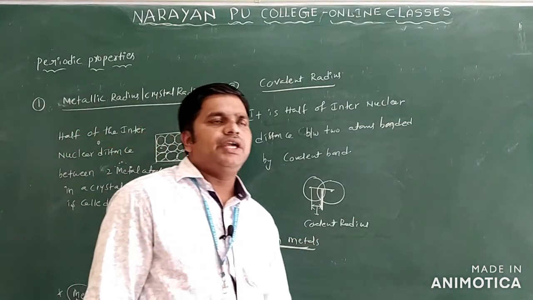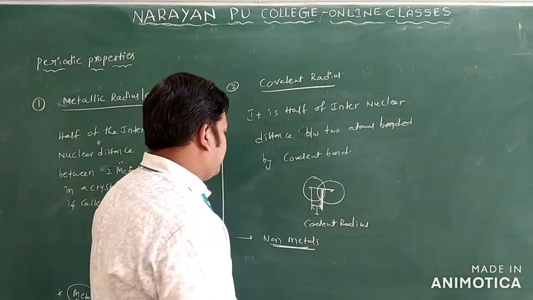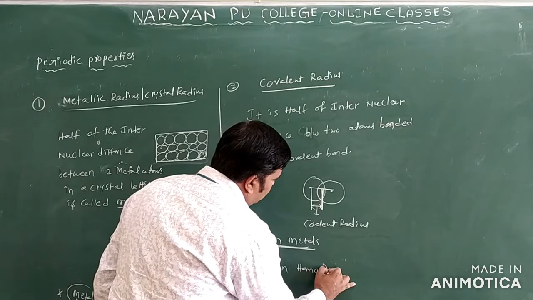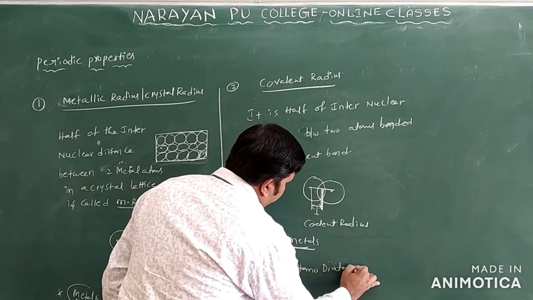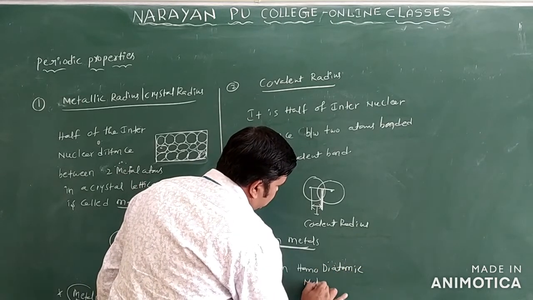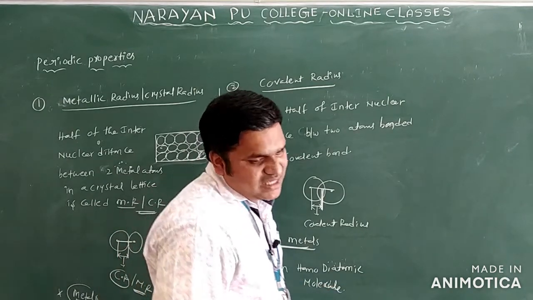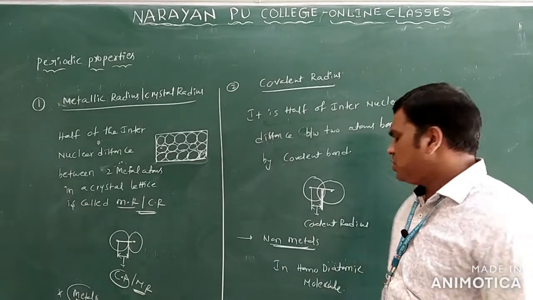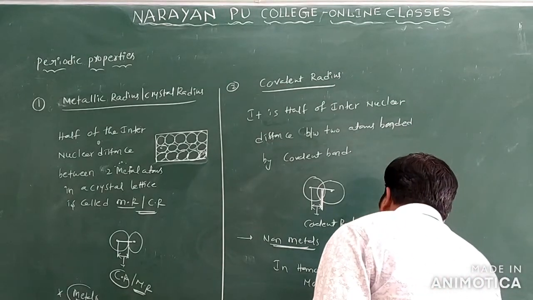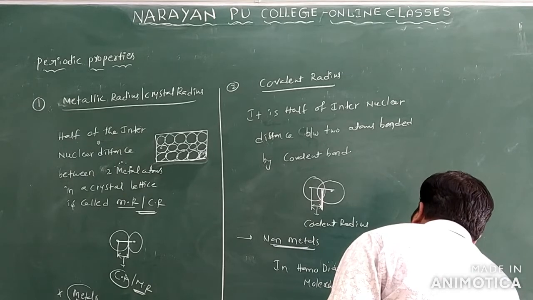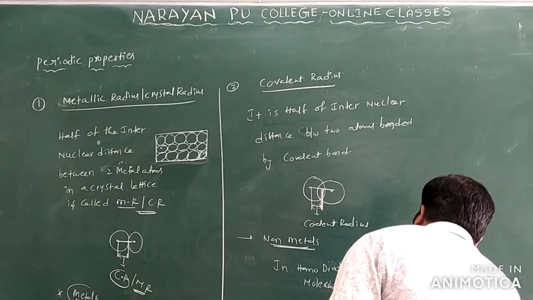Generally used for non-metals only, in homodiatomic molecules. So in a homodiatomic molecule, we are finding the distance and the radius also. The distance AA is equal to 2RA only, that is RA plus RA.